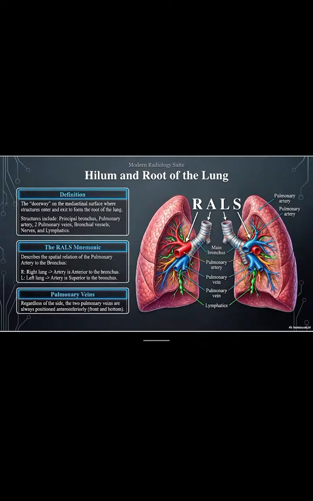Regardless of the side, the two pulmonary veins are always positioned anteroinferiorly. That means in front and below. So the two pulmonary veins are always anterior, in front, and inferior. Look at the two pulmonary veins. Both of them are always anterior to the bronchus and always inferior to the bronchus. That is all we have about the hilum and roots of the lungs.